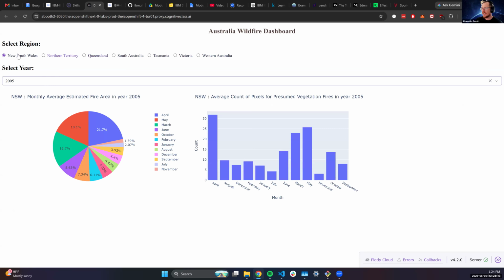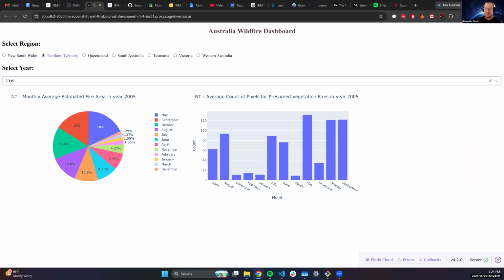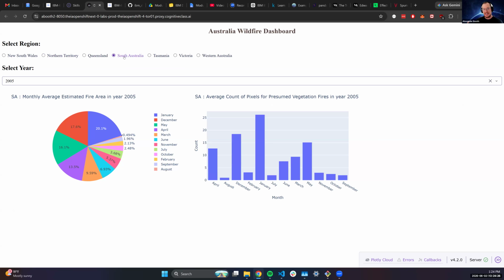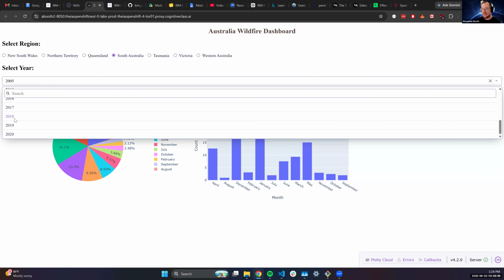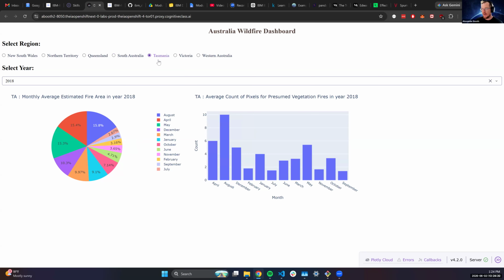We have our filters, our radio buttons, and our drop down. We have our pie chart and we have our bar charts. If I interact with it, this is where our event listener occurs. We trigger an event, we hear it, we react and update all the visualizations. Same thing for a year like 2018 in Tasmania. Here's what our graphs look like.